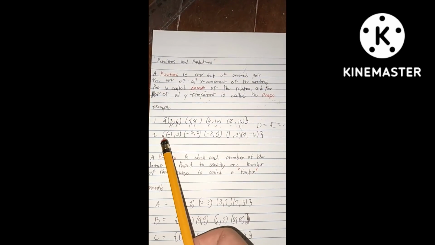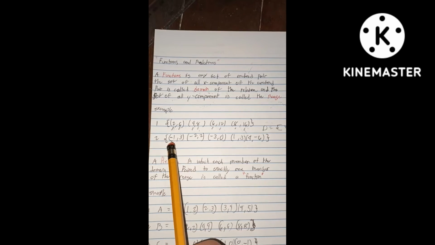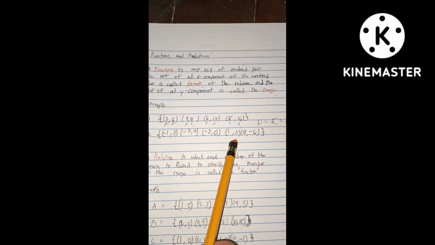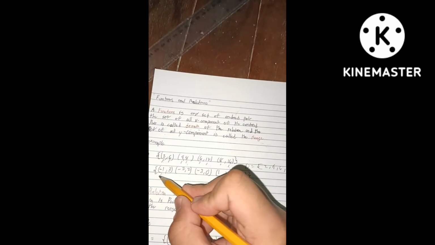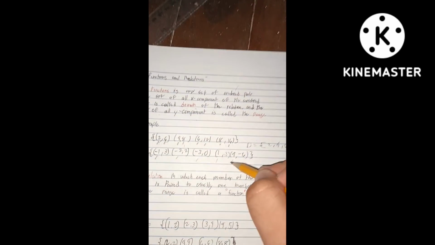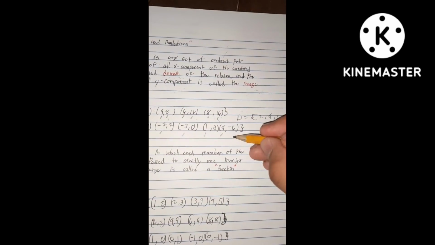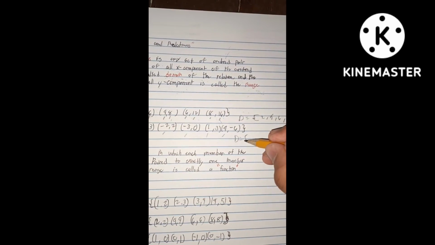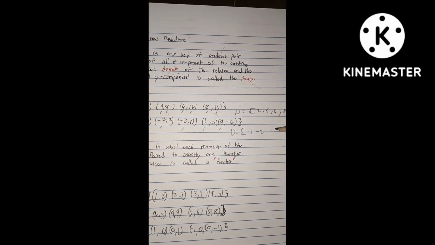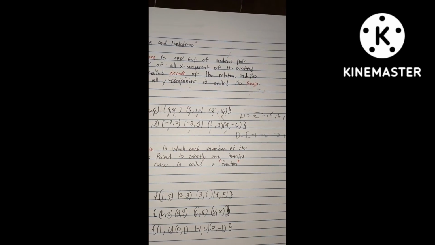In number 2 we have (-1, 3), (-2, 2), (-3, 0), (1, 3), and (4, -6). So we're going to find the domain first. We have -1, -2, -3, 1, and 4. So our domain is -1, -2, -3, 1, and 4.